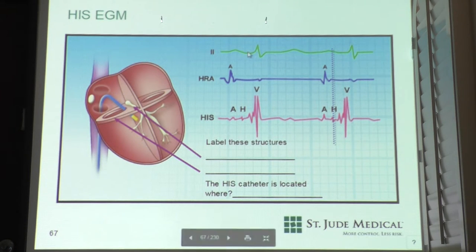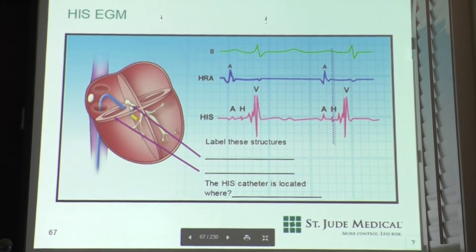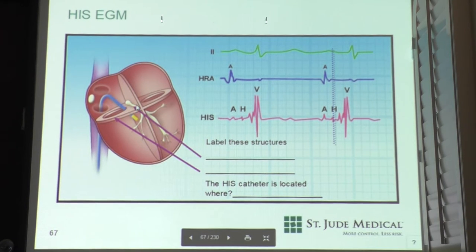All right, so this is our what? Right here. AV node. AV node, compact AV node, yep. And then below it, this is our what? This whole big flat disc going across. Nope, that's this one. What's this? What separates the A and the V? It is an electrically isolated structure. It is not conductive.